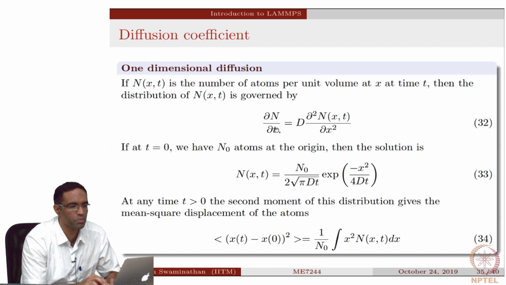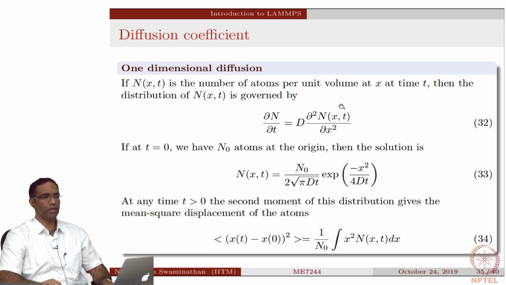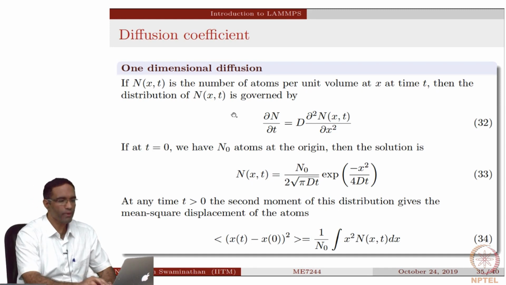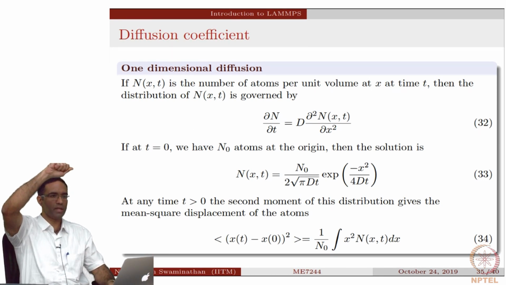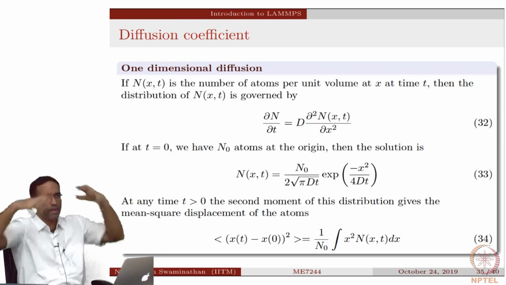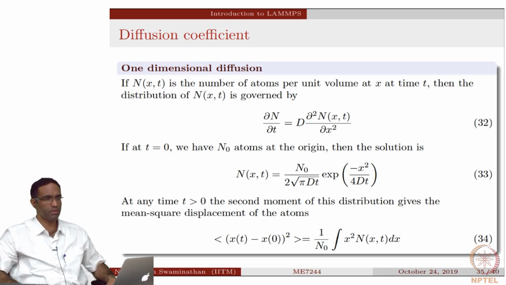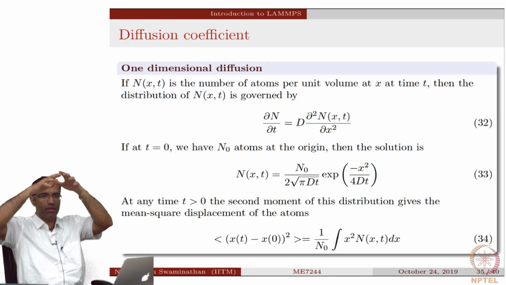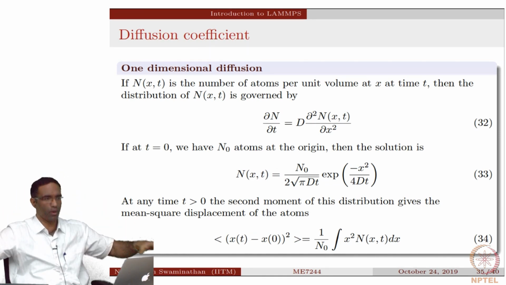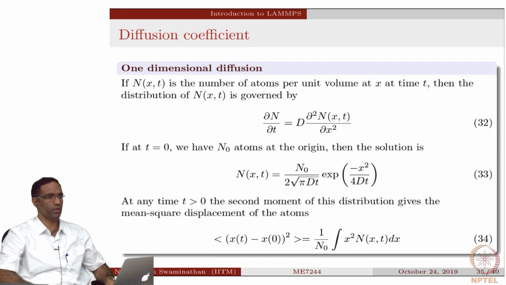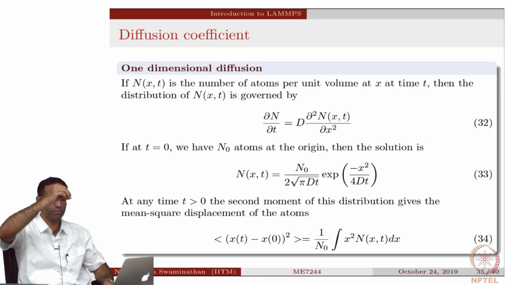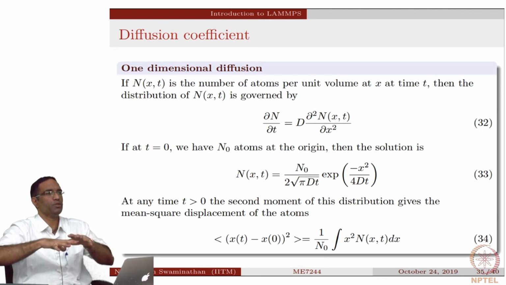The rate of change of n with respect to t is the diffusion coefficient times the second partial derivative of n with respect to x. So if at time t equal to 0 we have a certain n0 number of atoms placed right at the origin, and you let the atoms diffuse, the concentration at the origin will start decreasing and they will start spreading out. Like, for example, a drop of ink dropped on a plate of water. If you drop a drop of ink right at the center, it will start spreading out.